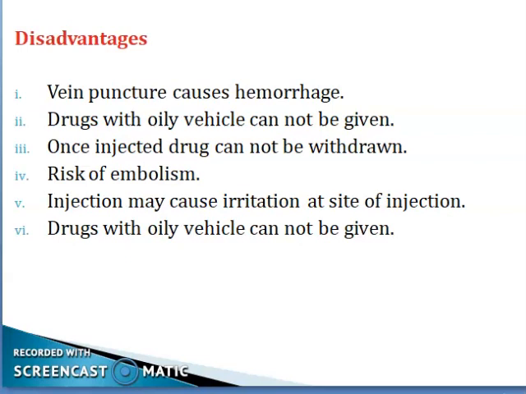Okay, so first one is the vein puncture causes the hemorrhage. Okay, so as the drug is directly given into the vein due to the injection or the syringe, there may be puncture of the vein which causes the hemorrhage. Next one is the drugs with the oily vehicles cannot be given. Okay, the drugs which are prepared in the oily vehicles, these cannot be given by the intravenous route. Next one is the once the injected drug cannot be withdrawn. Okay, so drug when given directly into the bloodstream we cannot withdraw it.